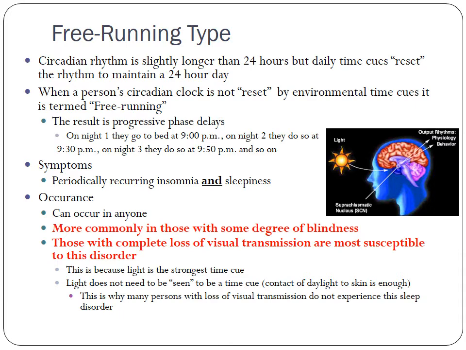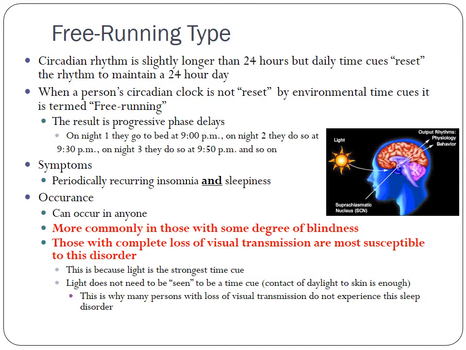Symptoms are periodic and recurring insomnia and sleepiness. So they're hypersomnic, or they're really sleepy, and then at the same time they have difficulty falling asleep. This can occur in anyone. However, it's more common in those with some degree of blindness. Those with complete loss of visual transmission are most susceptible to this disorder.